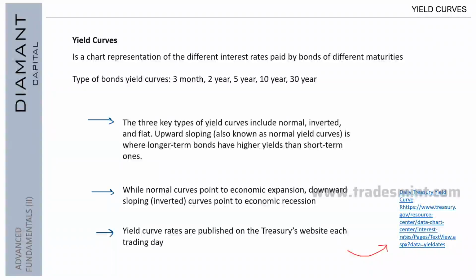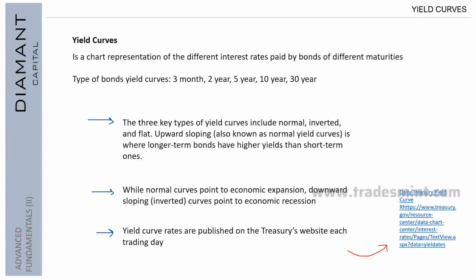Now, a yield curve is a chart representation of the different interest rates paid by bonds of different maturities. So these maturities can range from 3 months all the way to 30 years. The actual bond yield curves that we usually look at are the 2-year and the 10-year. Now, the three key types of yield curves include normal, inverted, and flat.